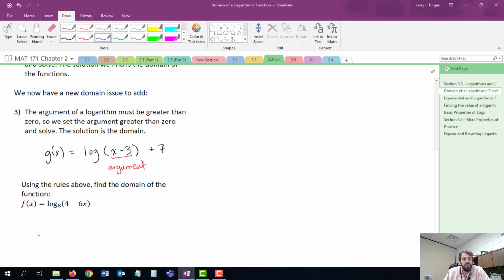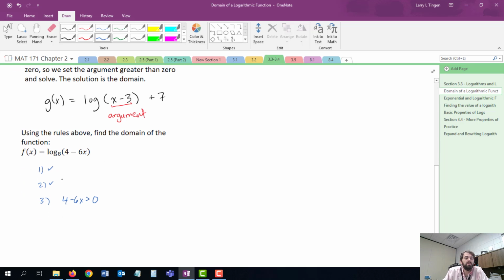So take a look at f of x is equal to log base 8 of 4 minus 6x. We still have to consider the first two rules. Is there a variable in the denominator? No, there's no denominator. Is there a variable under an even root? No, there's no even root. So check for step 1, check for step 2, but then step 3 says the argument, which is 4 minus 6x, must be greater than 0. Not greater than or equal to, greater than. And then solve this.